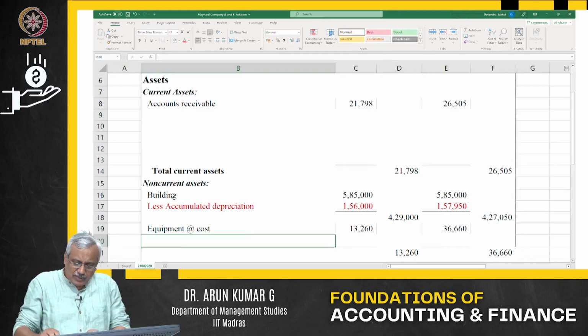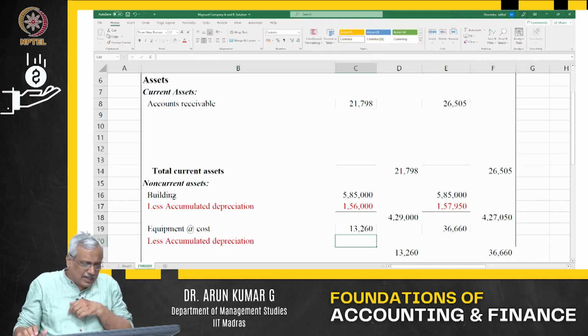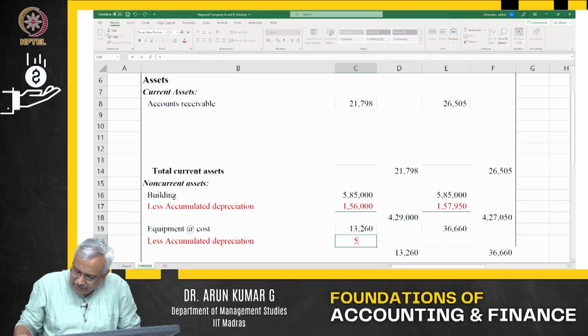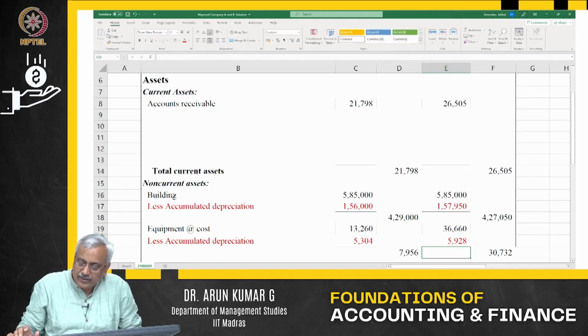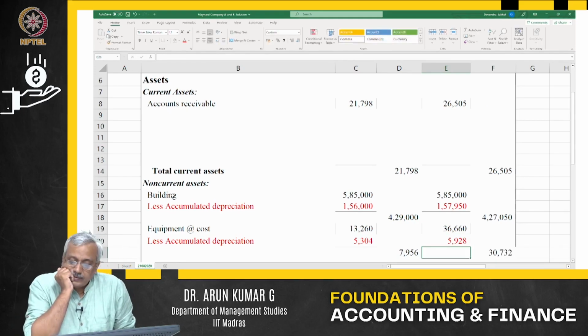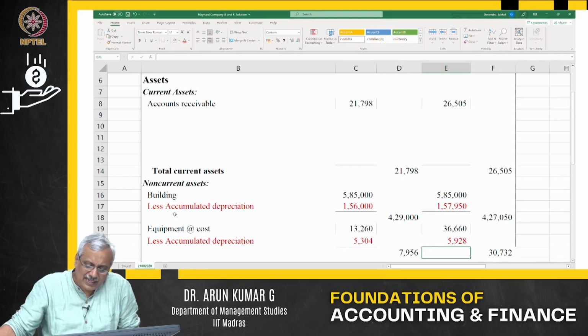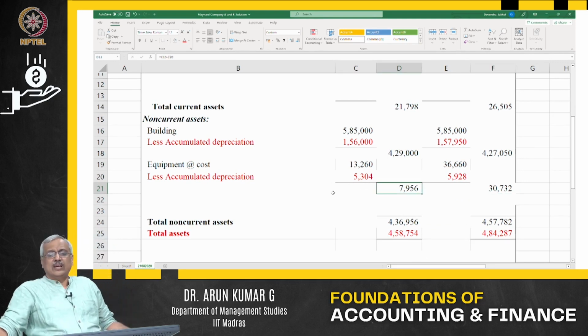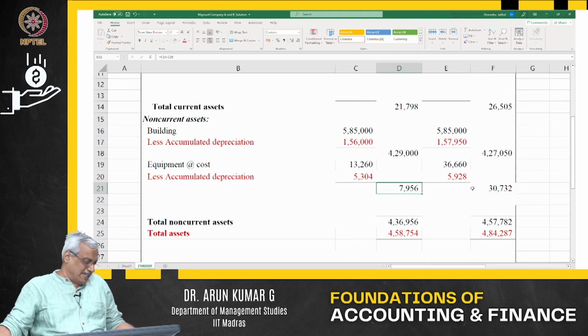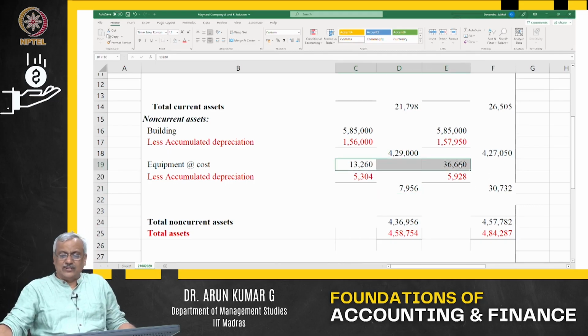On this, there is accumulated depreciation. Less accumulated depreciation. What is the accumulated depreciation on the equipment? 5304, and then it is about 5928 out there in this case. So, the equipment is a non-current asset, as you can see in this particular case. This is the value of the equipment as of 30th of June, this is the value as of 1st of June. How come it has increased? It has increased because you have made a purchase. That is where at cost, you can see the value increasing out there.